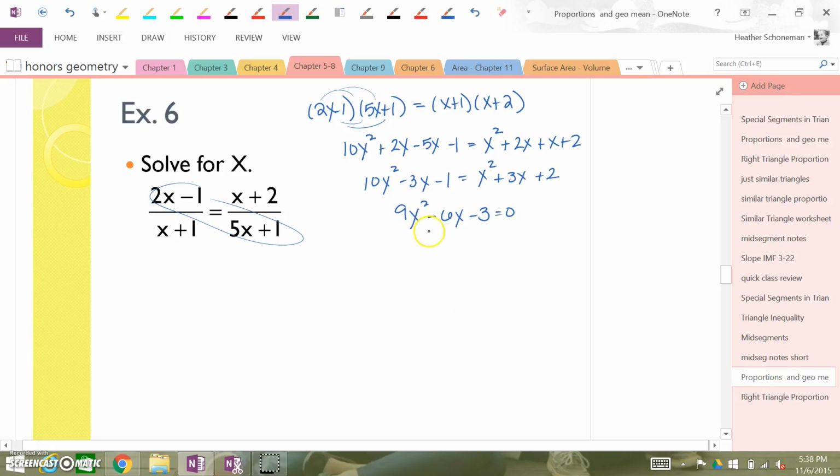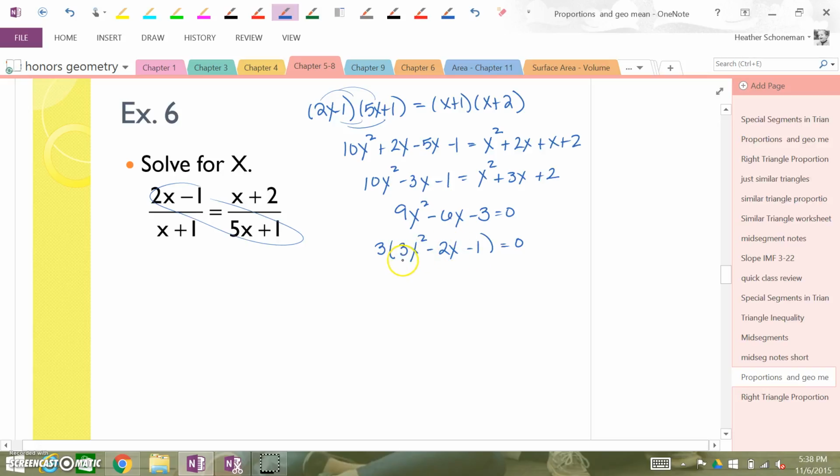Now to factor this, it's a trinomial with the leading coefficient of not 1, but we can take out a greatest common factor first. So I'm going to take out a 3, so I get 3(x² - 2x - 1) = 0. Okay, in the parentheses, still a trinomial, still leading coefficient not 1. I'm going to split the middle term.